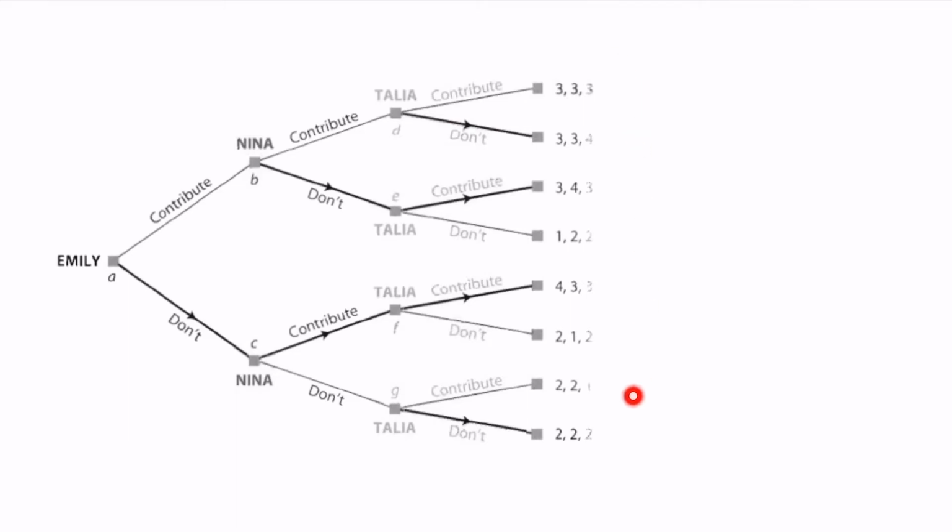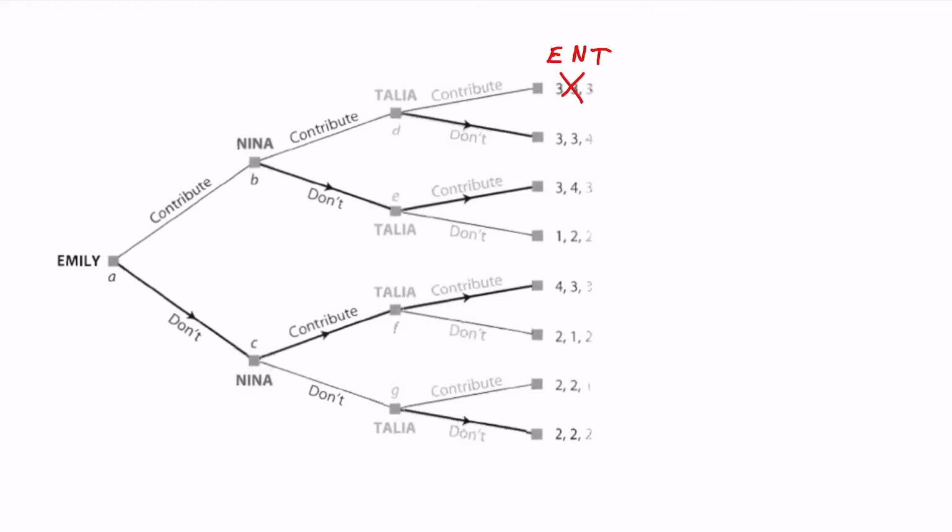On the right, you can see the scores. Let me write it again to see it clearly. This column is for Emily, the middle one is for Nina, and the last one is for Talia. With this information, we can say that if Talia contributes she gets 3 points, and if she does not contribute, she gets 4 points. We assume each player will act logically. So, in this case Talia wouldn't contribute, she would choose this way. So we can eliminate this outcome.